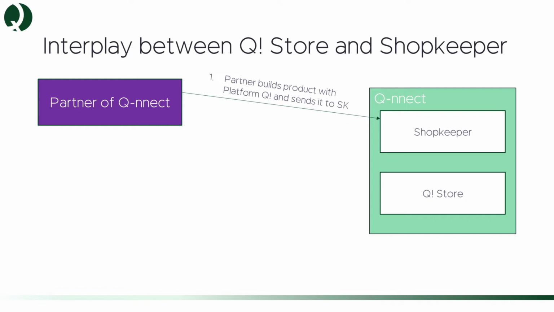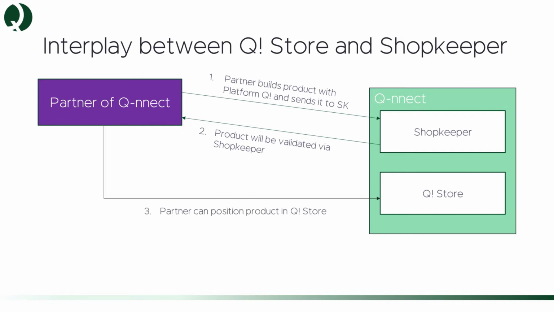On the other side is the company Q-nnect. Q-nnect has a public store called Q-store. The first step is to create the logic on Platform Q and to send the business logic to the Shopkeeper. This includes the creation of attachments and descriptions of the business logic. The Shopkeeper application will be used to validate the business content so that the business content creator can release the content to the customer.